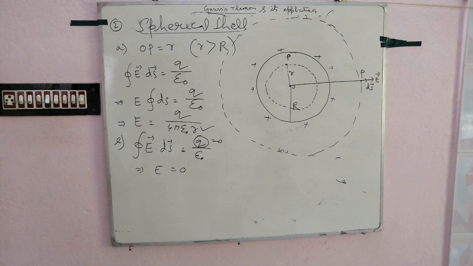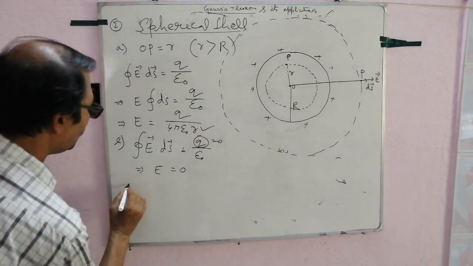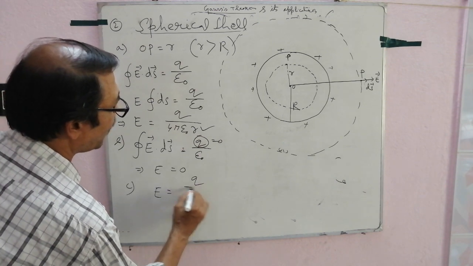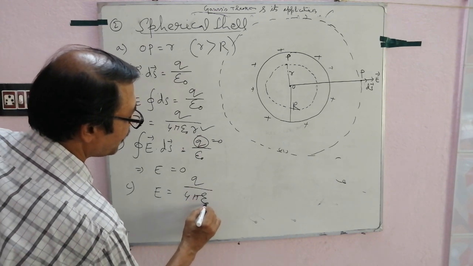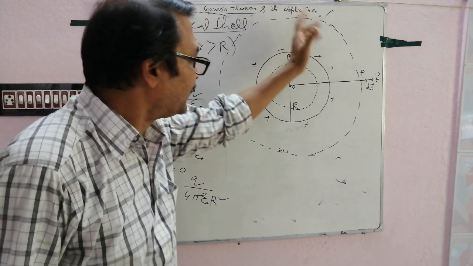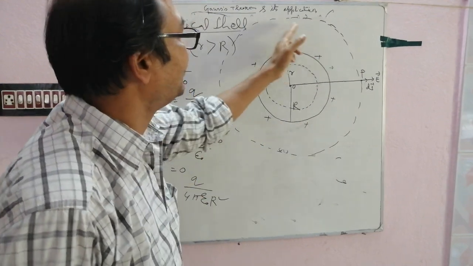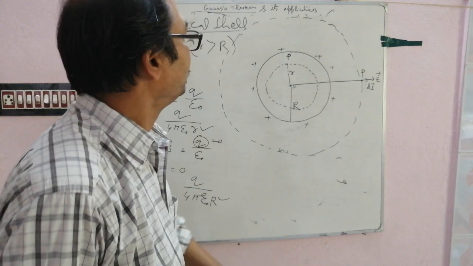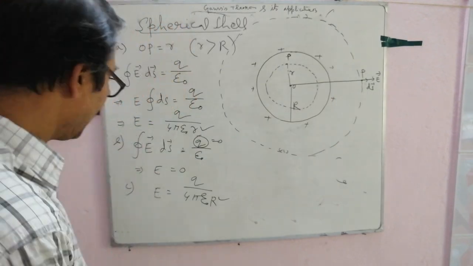Clear? And on the surface, E equals similarly q by 4 pi epsilon naught R square. Again we mention that total charge resides on the surface of the conductor. Here, the surface of the cell.